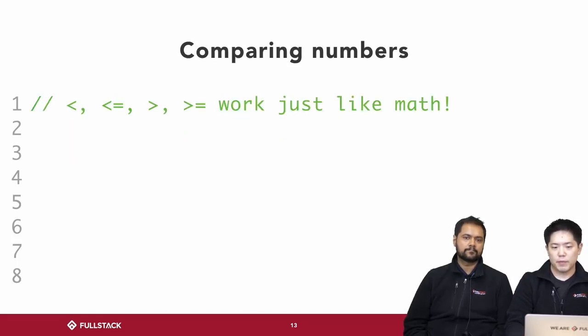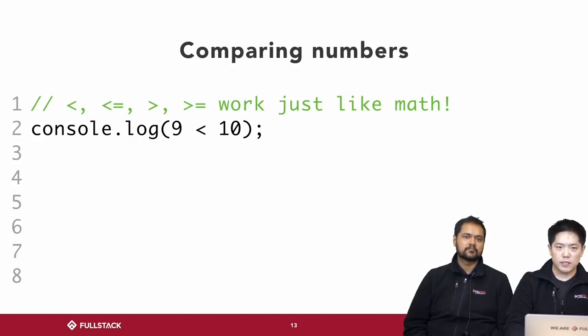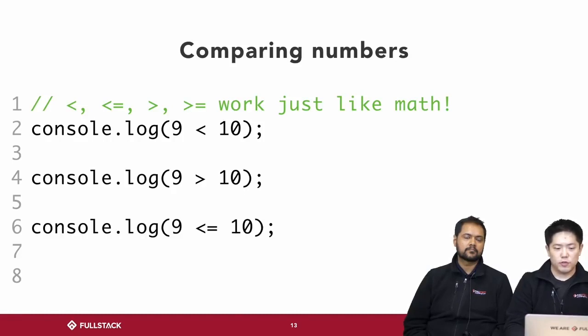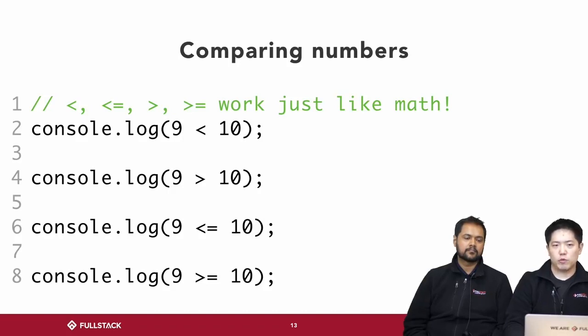More operators we can use to compare numbers: less than, greater than, and the less than or equal to and greater than or equal to signs. They work just like you would expect in math. Here we have all 4 variations of 9 and 10. Which would we expect to return true, and which false? The first one is true, 9 is less than 10. Second one, 9 is not greater than 10, so that would be false. The third one, 9 is less than or equal to 10, would also be true. And the next one would be false. So I'm going for true, false, true, false.